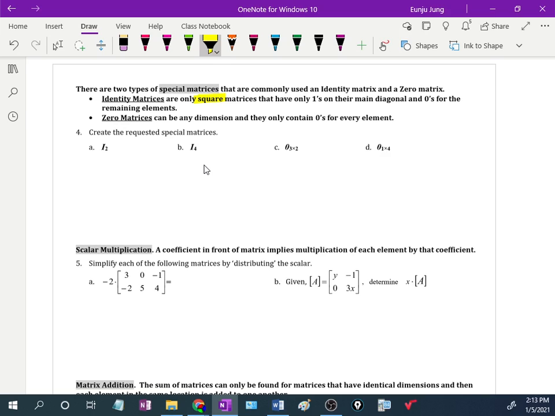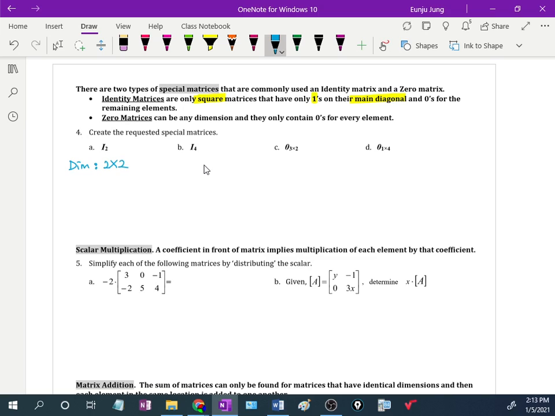That's right. And one will be the element on the main diagonal, okay? And I'll show you what that means, okay? Main diagonal. And zeros for others. That's identity matrix. So if I have I2, 2 is the subscript. What is the dimension of this matrix? That's right, 2 by 2.